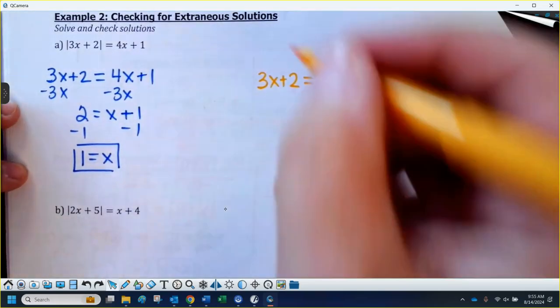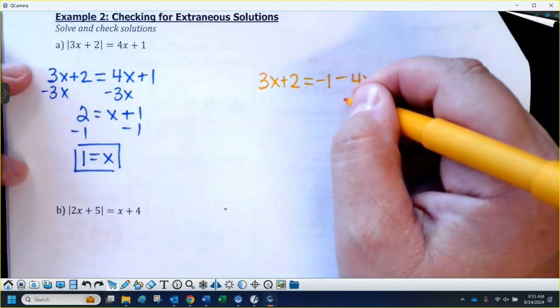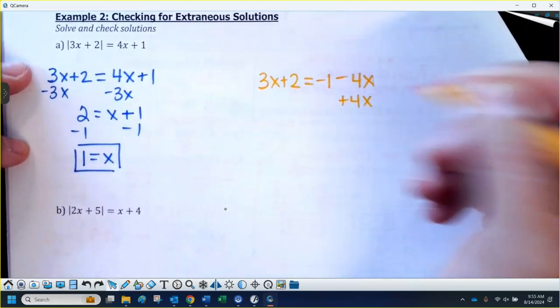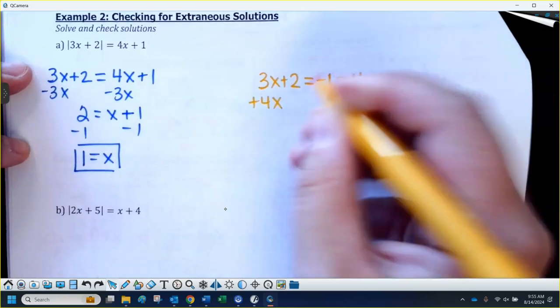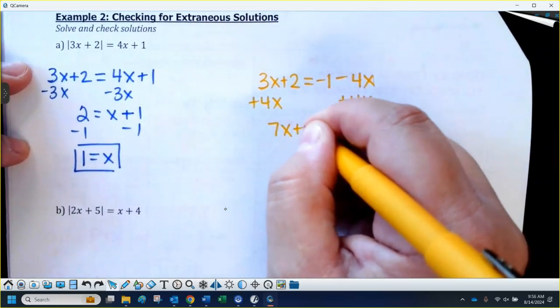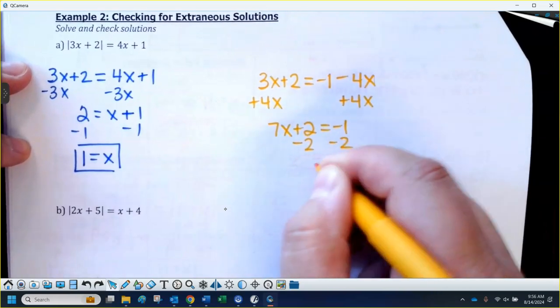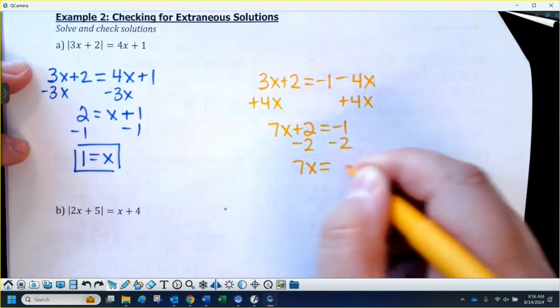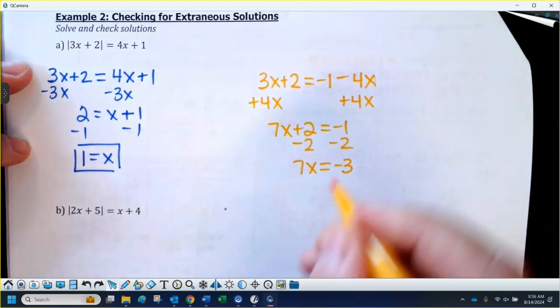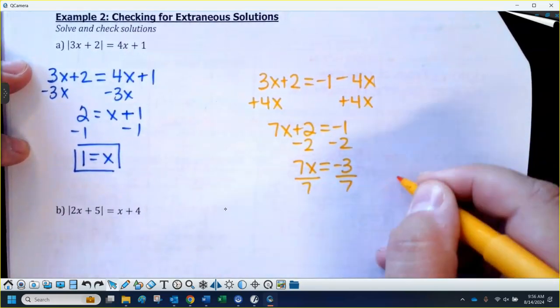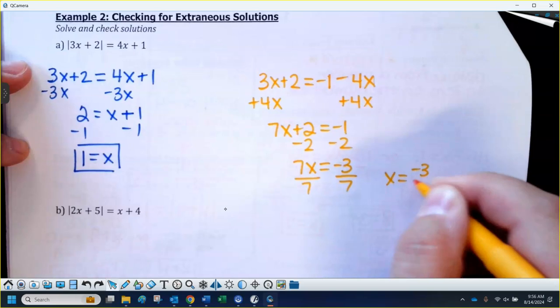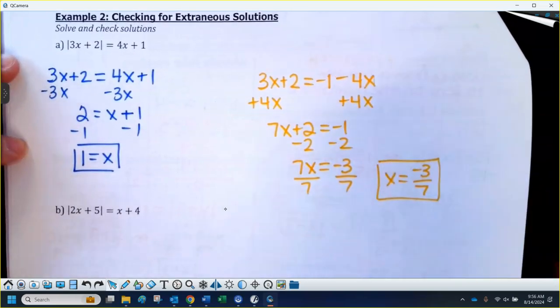For the other equation, again, it's just a thing with me. I like to keep my variable positive. So if I was doing this one, I'd add the 4x. So I get 7x plus 2 equals negative 1. Subtract the 2. This one's not going to have a nice answer. I get 7x equals negative 3. And then you divide by 7. So my other potential answer here is negative 3/7.